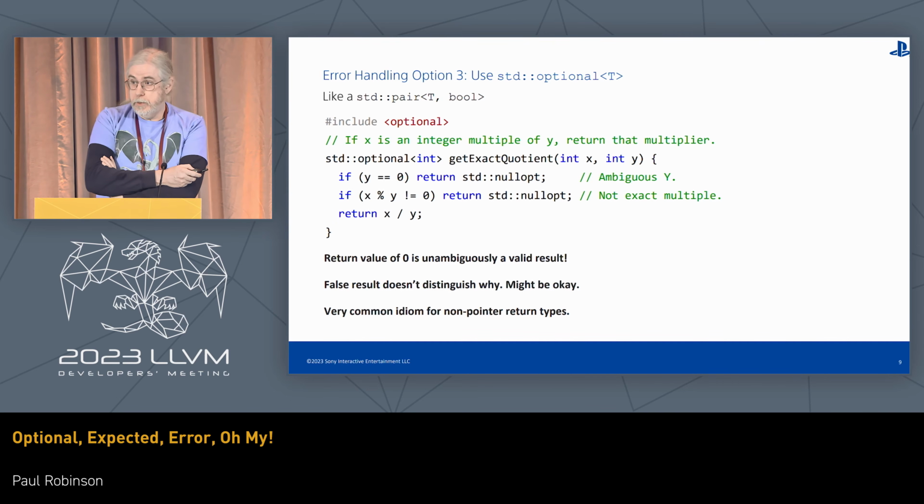You can package the return result and the bool into a std::optional, which functionally is equivalent to the previous example, but might be a little more convenient. Very common idiom for non-pointer types within LLVM.